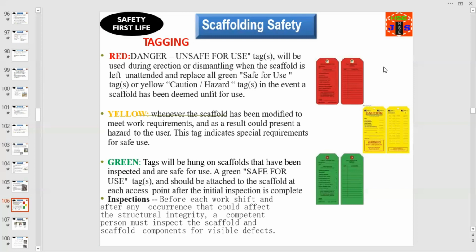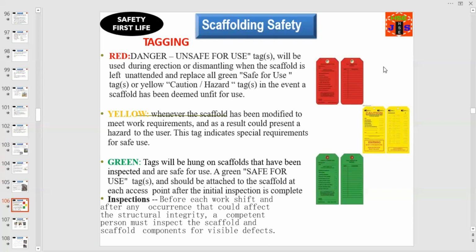But whenever the scaffold has been modified to meet work requirements and as a result could present a hazard to the user, a yellow tag will be used, and the yellow tag will indicate special requirements for use safely. Green tags mean it's safe for use.